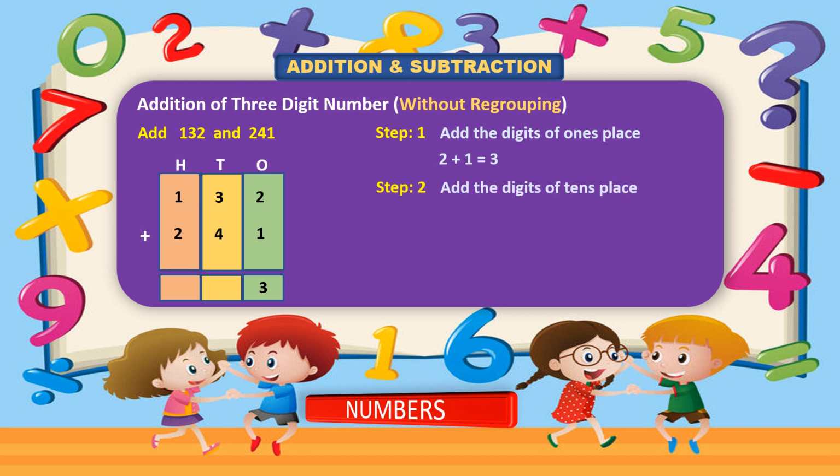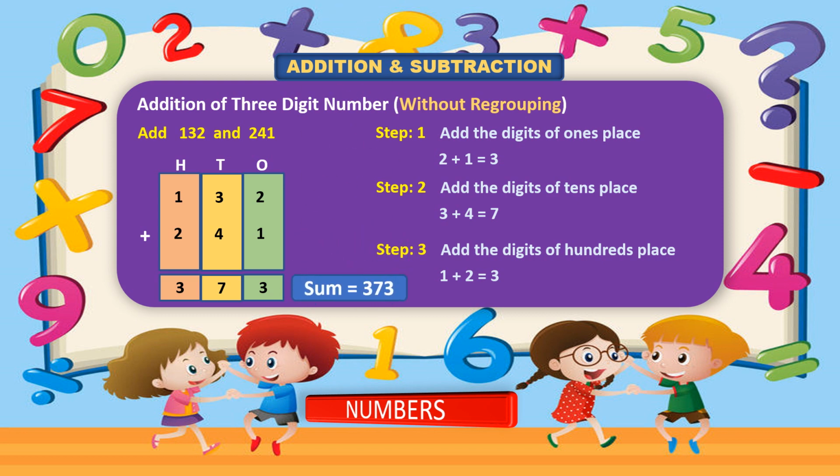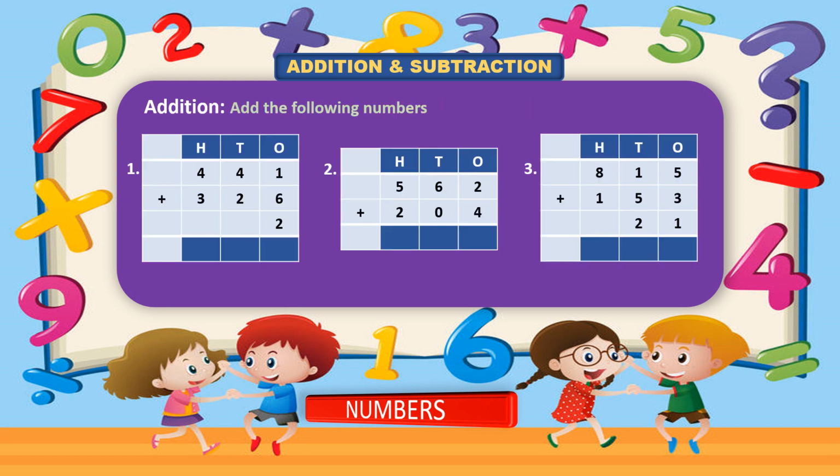Step 2. Add the digits of tens place. Here 3 and 4 is in tens place. So 3 plus 4 is equal to 7. Step 3. Add the digits of hundreds place. Here 1 and 2 is in hundreds place. So 1 plus 2 is equal to 3. The answer is 373. Few more examples of addition without regrouping.